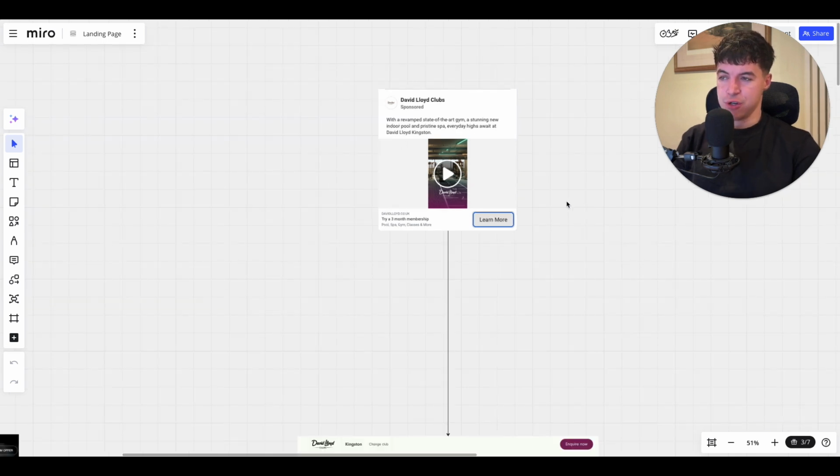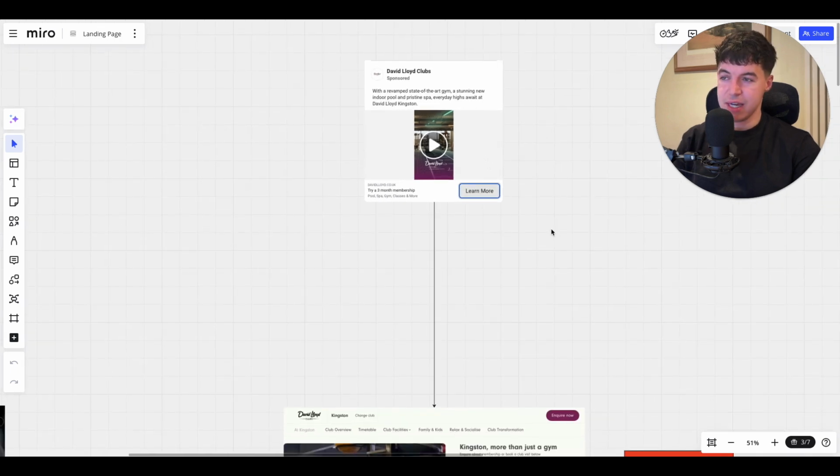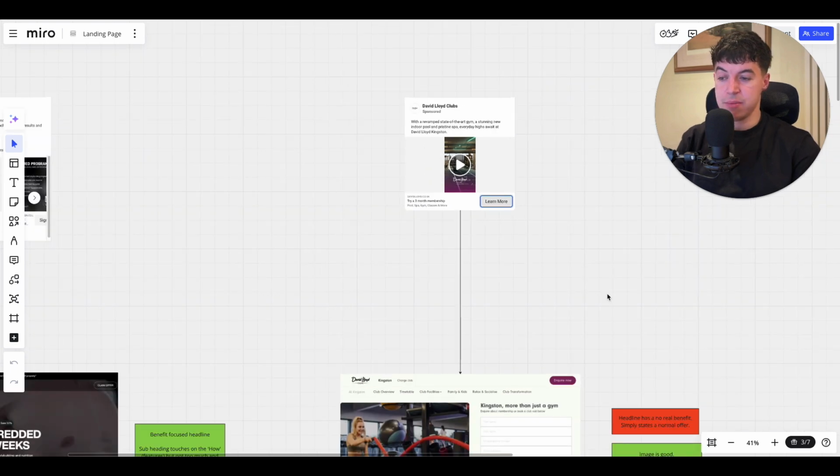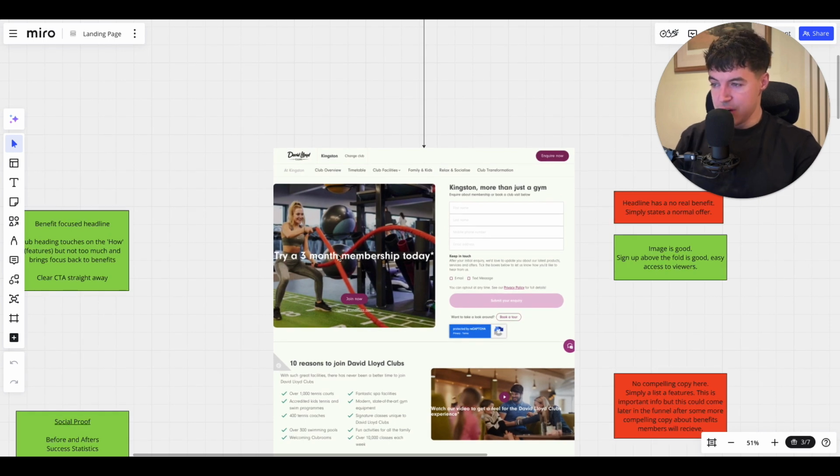Now the ad, I'm not going to go through too much, but essentially they're just advertising, try a 3-month membership. So there's no discount, there's no deal here really. They're just advertising that you can start off with a 3-month membership. So here is the headline: try a 3-month membership today. So headline has no real benefit, okay, simply states a normal offer.